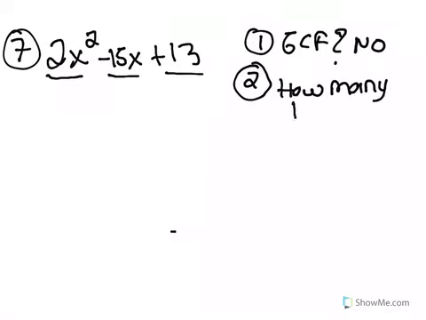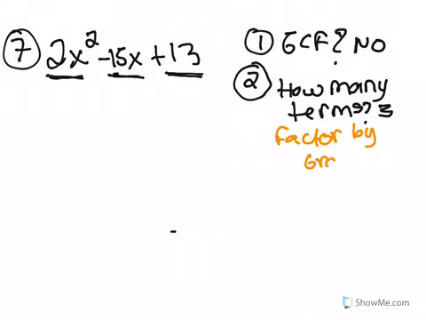The second question is, how many terms does a polynomial have? In this case, it has 1, 2, 3. So 3 terms. So when you have 3 terms, you factor by grouping. Sorry, not by grouping. You factor by the AC method. Excuse me. So what does the AC method say?